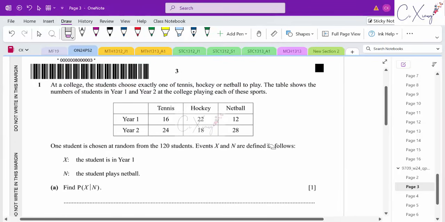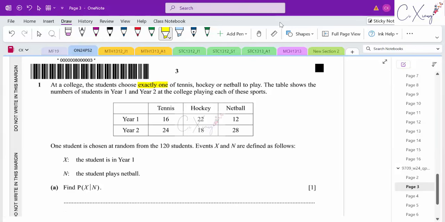Okay, so in the first question, we are given a table here. They are talking about students who choose exactly one of tennis, hockey, or netball to play. So the student can choose only one sport here. The table shows the number of students in year 1 and year 2 at the college playing each of the sports. One student is chosen at random from the 120 students. So you know that by right you should have 120 students in total.